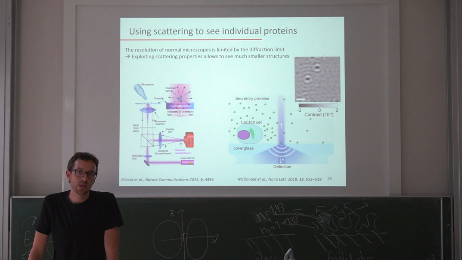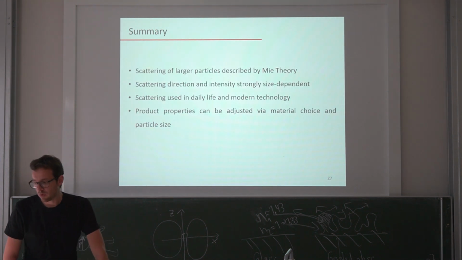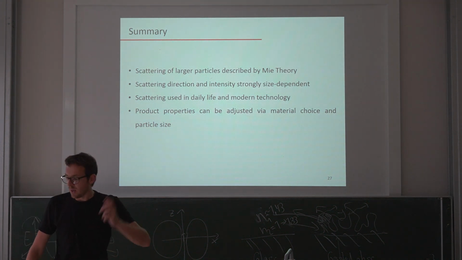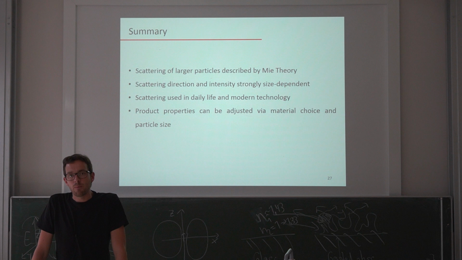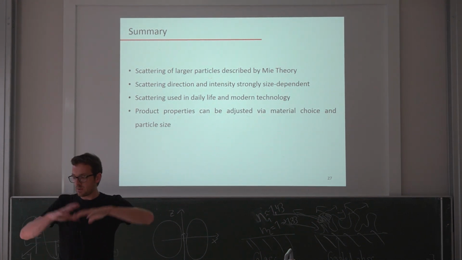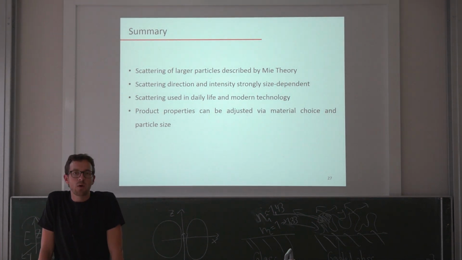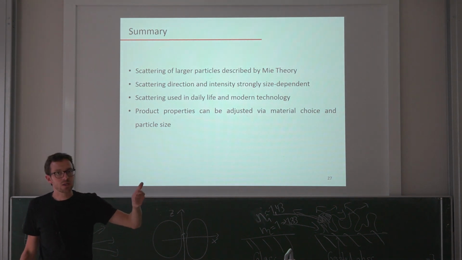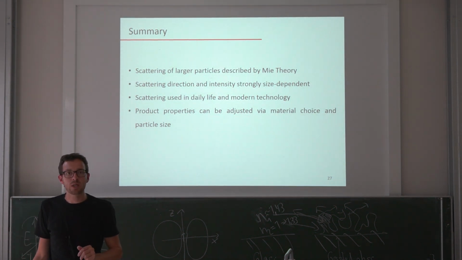And with this, I want to end the lectures on scattering by briefly summarizing that Mie theory describes the scattering of larger particles, that the larger the particles get, the more it becomes angle dependent and size dependent. And then I gave you a lot of different examples where scattering is used both in daily life and in modern technology. And what you've seen, I think, in all these examples, is that you need to adjust product properties via the material choice, the particle size, and as you've seen for the super white beetle, also by the arrangement of these different building blocks in space.